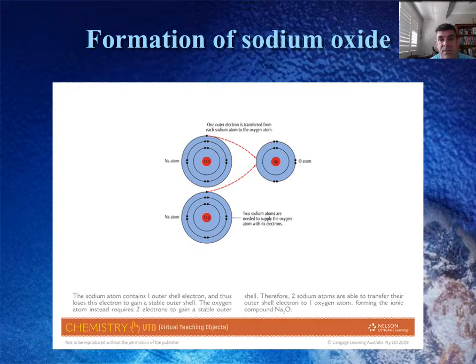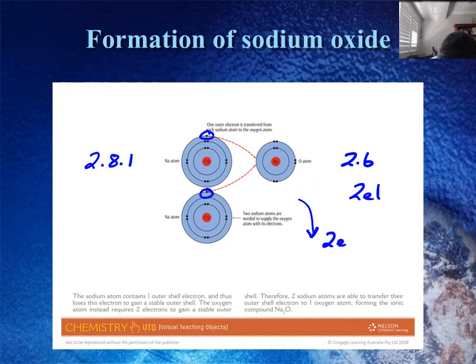When we look at the formation of something like sodium oxide, you can see that the electron configuration for the sodium is still 2, 8, 1 as it was before, but for the oxygen, it's 2, 6. Oxygen actually requires 2 electrons in order for it to become stable in its outer shell. But each individual sodium can only contribute the 1 electron, and therefore an oxygen atom requires 2 sodium atoms in order for it to fill its outer shell.